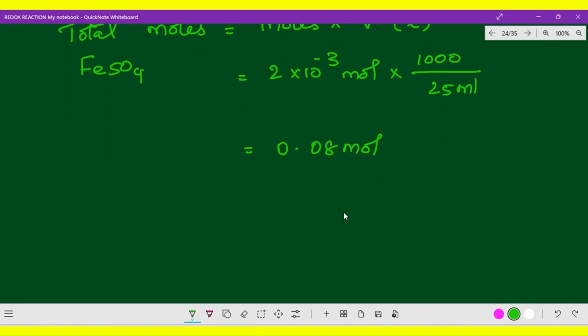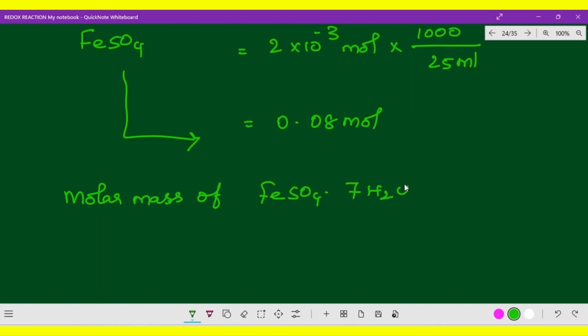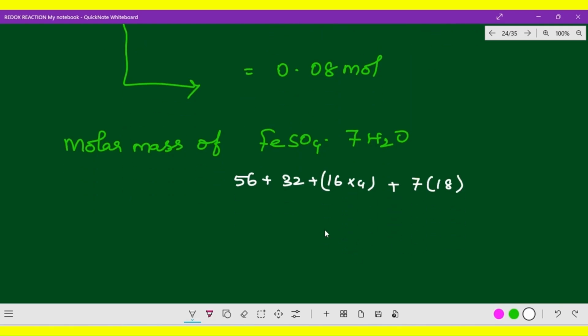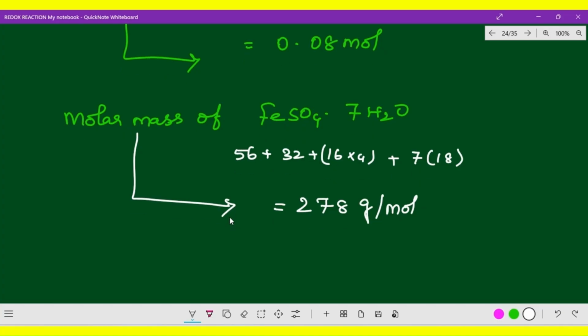Yeah, come on. Now molar mass of FeSO4 you have to identify. So total moles of FeSO4, this, right? Molar mass of FeSO4.7H2O. So here what it is, 56 plus 32 plus 16 into 4 plus 7 into 18, right? So altogether you will be getting around 278 gram per mole, right? That is the molar mass of FeSO4.7H2O, right?